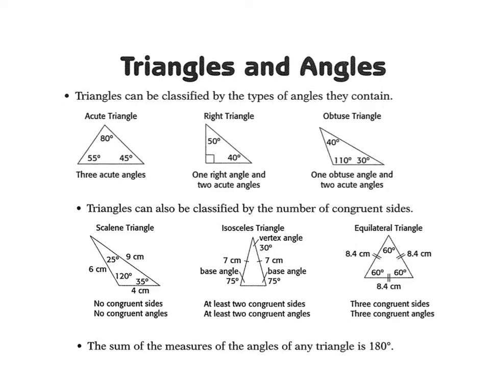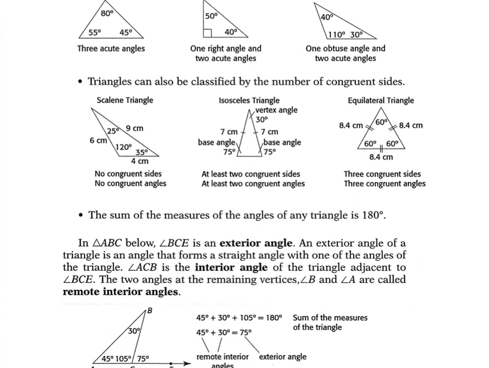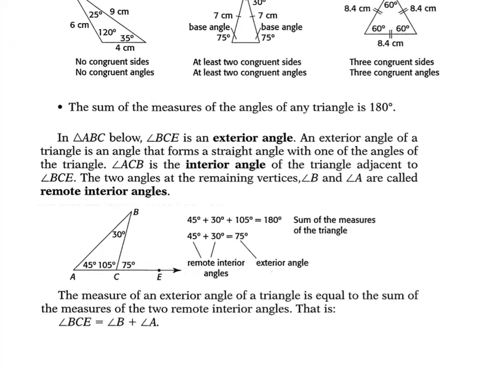Triangles can also be classified by the number of congruent sides. So a scalene triangle has no congruent sides and no congruent angles. An isosceles triangle has at least 2 congruent sides and at least 2 congruent angles. And an equilateral triangle has 3 congruent sides and 3 congruent angles. The sum of the measures of the angles of any triangle is 180 degrees.